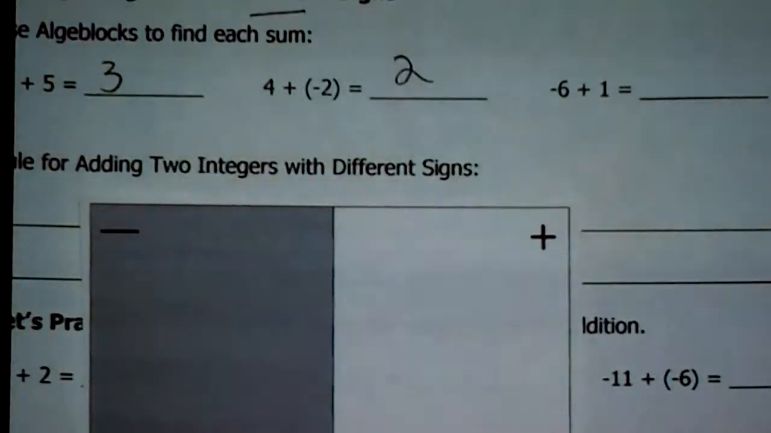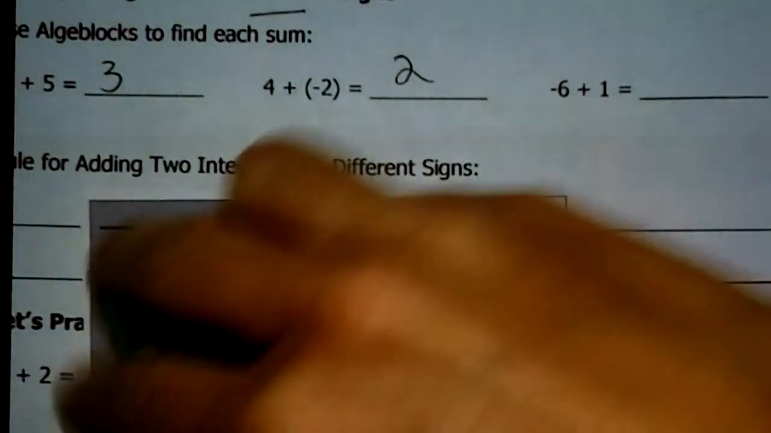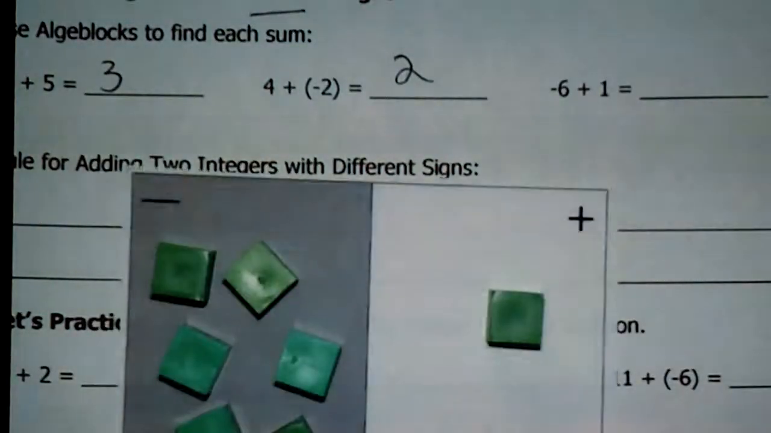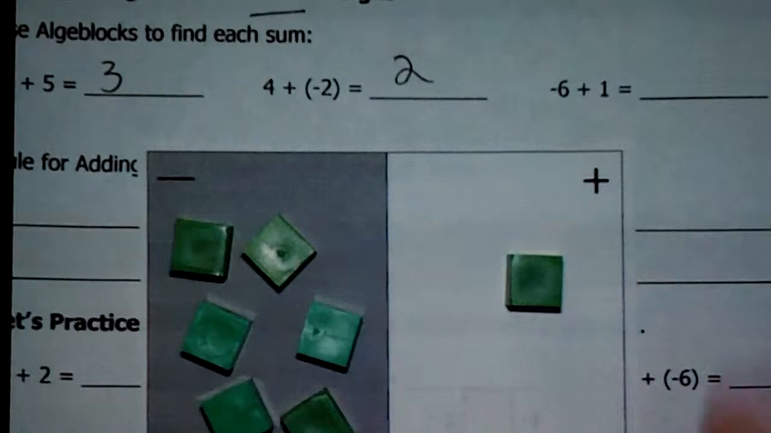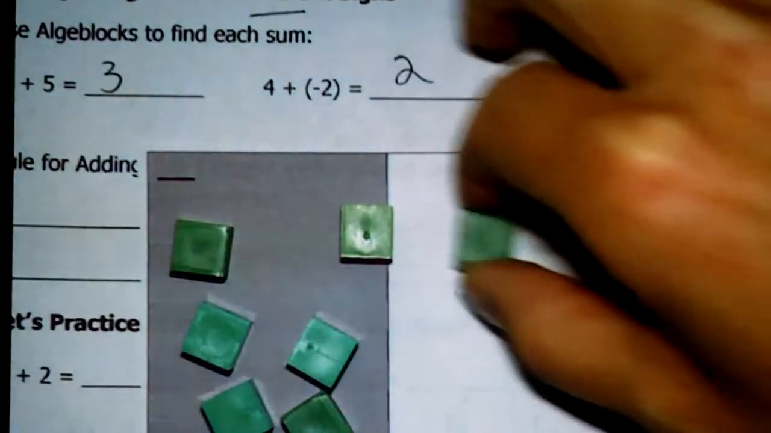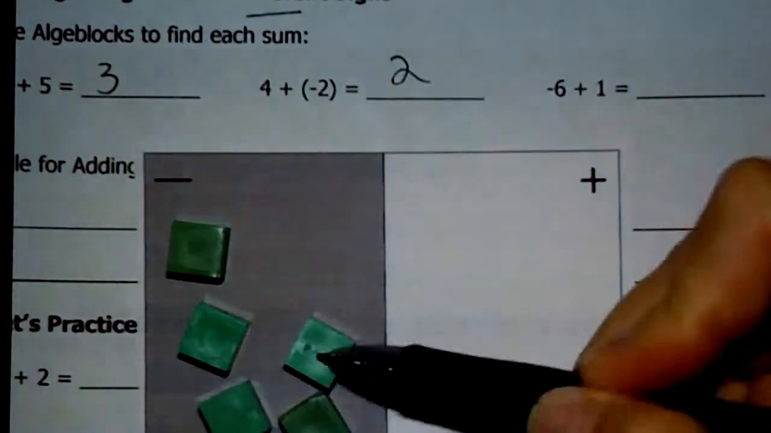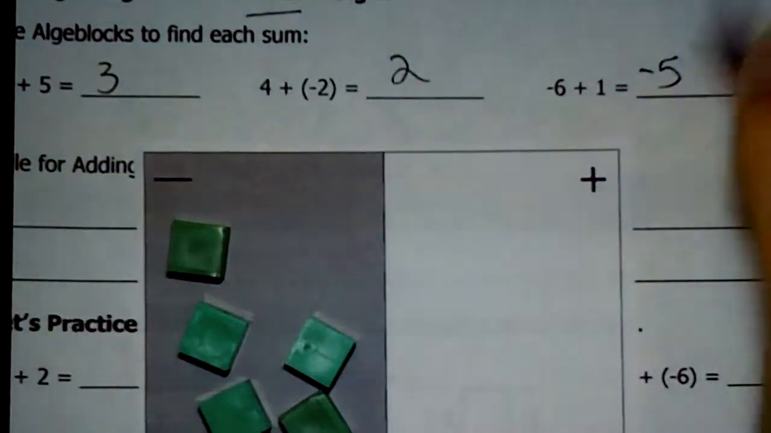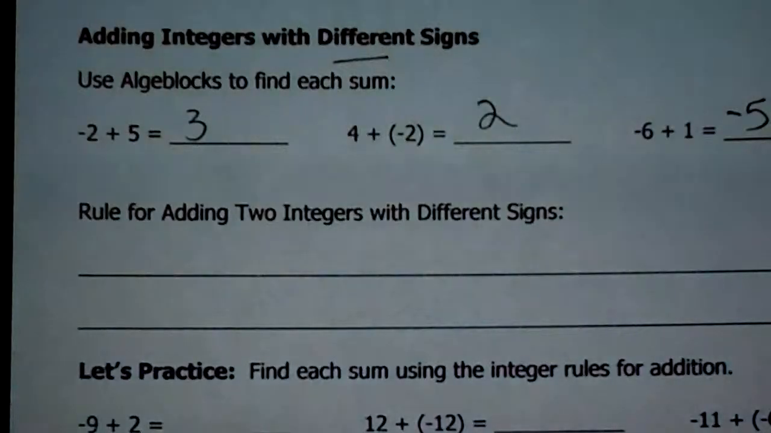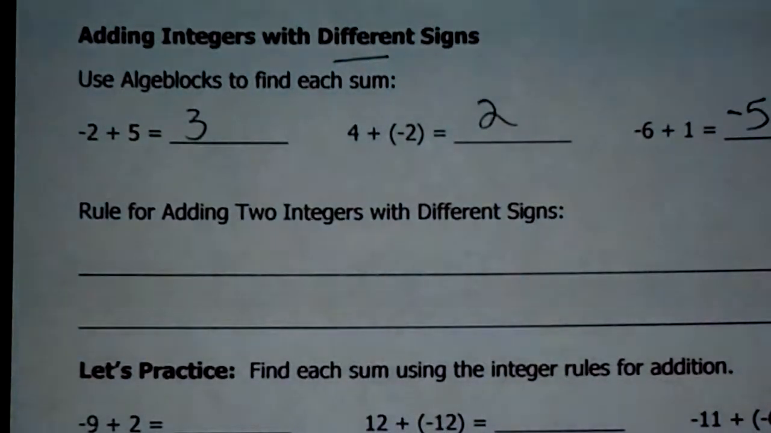It's good times. All right, -6 plus 1. Here's -6. Here's +1. I can't say I have 7 of anything, but I can combine these still. I can combine this -1 and this +1. They make a 0 pair because they create 0 when you add them. And I'm left with 5 on the negative side of the mat. So take a look here. We want to come up with rules because if I give you like -100 plus 75, I don't want you setting all these blocks out.